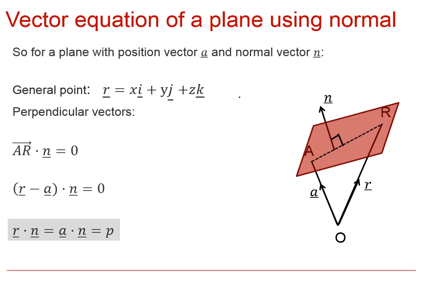So if we've got a plane with position vector a and normal vector n, the general point is given by r, which is xi plus yj plus zk. And using perpendicular vectors, we have our vector equation of a plane: r dot n equals a dot n, which is equal to p, some scalar, when we find out what the dot product of a dot n is.